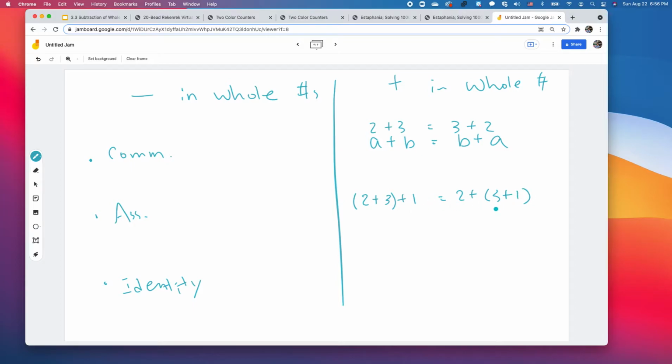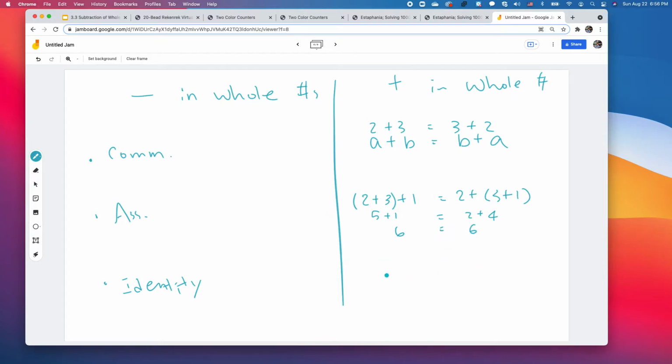Associative property: if we do 2 plus 3 plus 1, that's the same as 2 plus 3 plus 1. I didn't change the order. No commute here, right? But I associated 2 and 3 first, which is the same as 3 and 1 first. So 5 plus 1 is 6. 2 plus 4 is also 6. They are equal. That's the associative property.